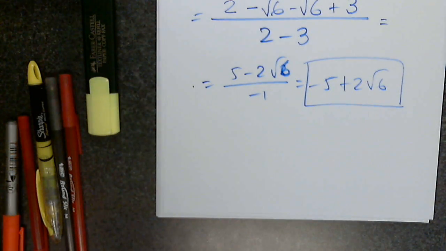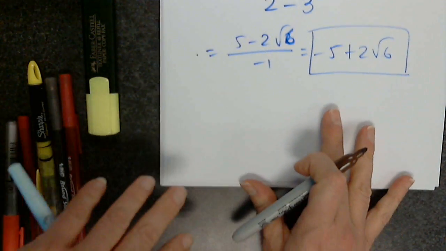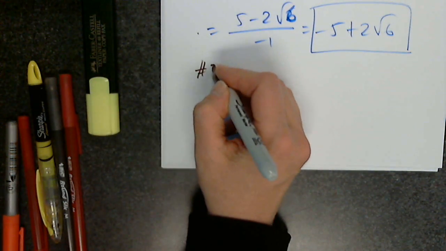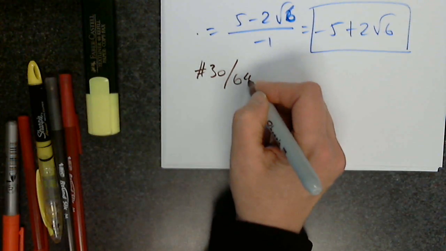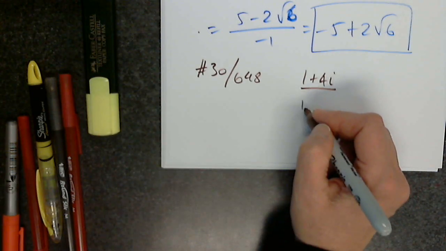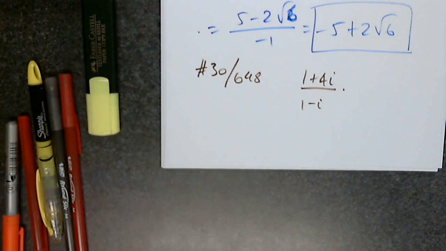Okay, let's divide two complex numbers. Let me see if I find a problem here. Yes, problem 30 on page 648, which is 1 plus 4i divided by 1 minus i.